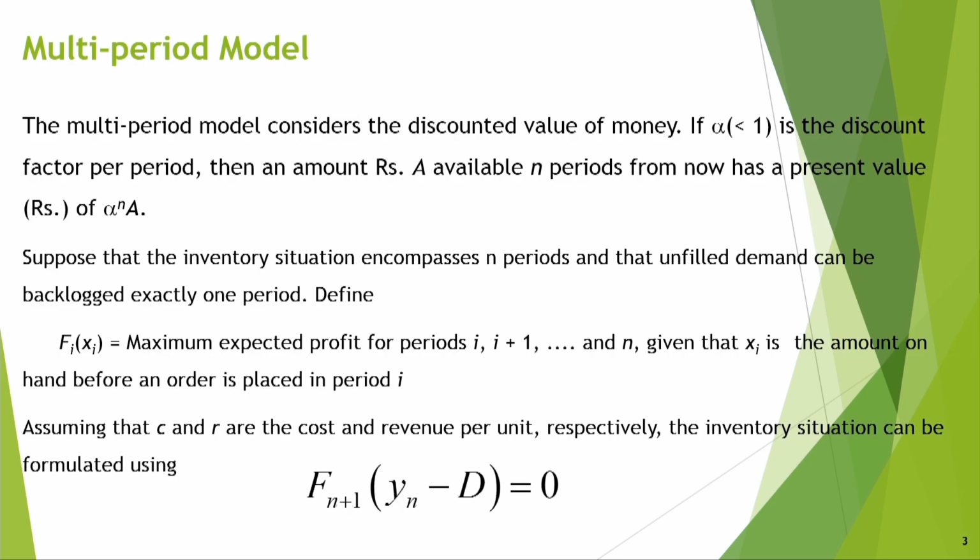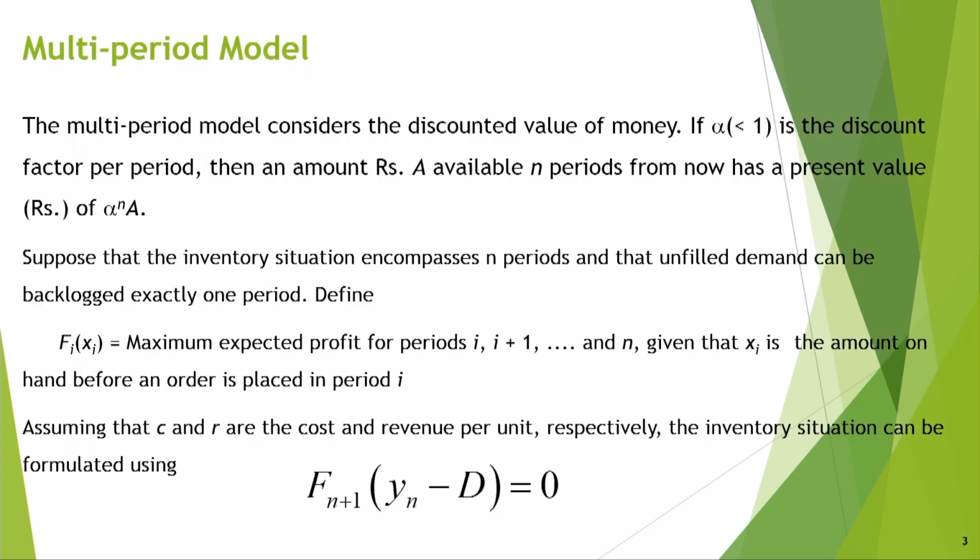Then an amount of rupees A which will be available n periods from now has a present value of alpha to the power n times A. Okay. So, you can sell later on also, but its value will be reduced. Suppose you have got an order of 100 units now, but you could not fulfill it and did it in the second month, maybe you can multiply by some factor 0.9 and say its value is 100 into 0.9, like that.